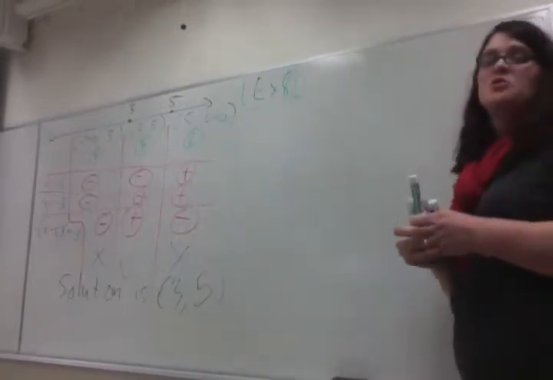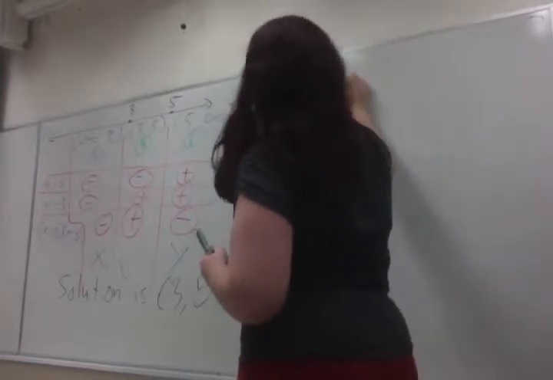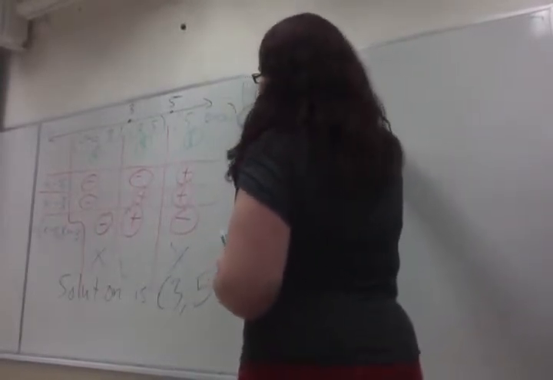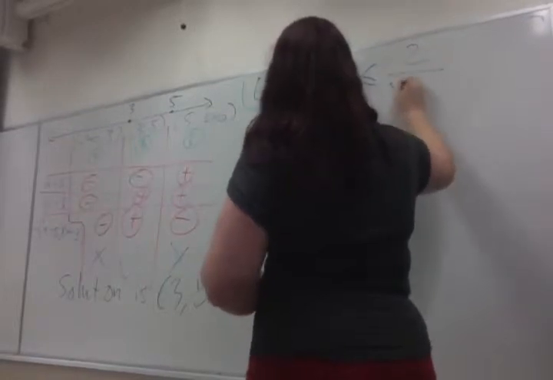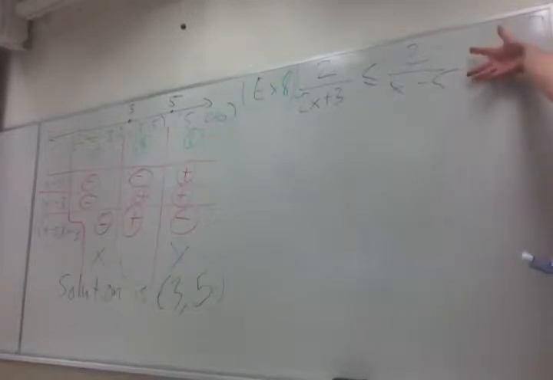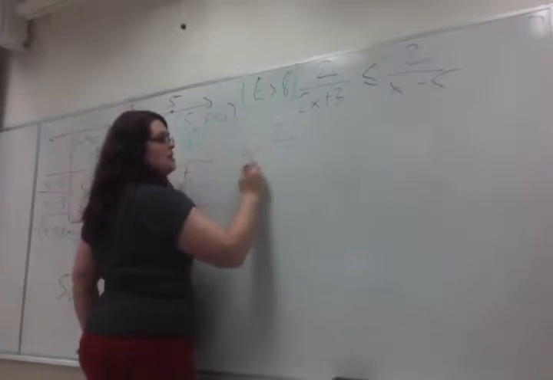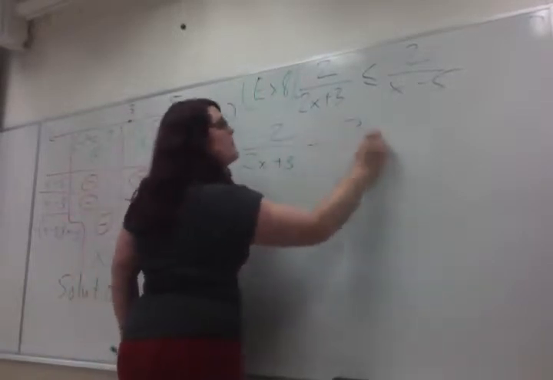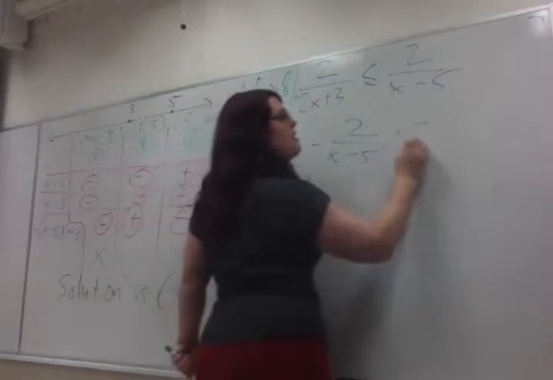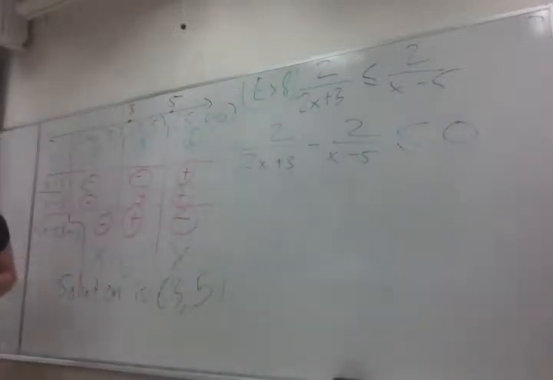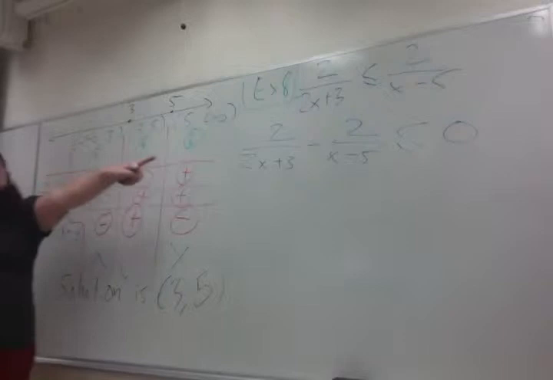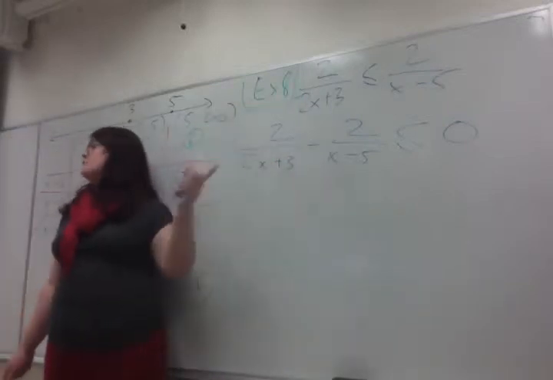So now this example is one where the algebra is going to be a little bit more difficult. Here we have 2 over 2x plus 3 is less than or equal to 2 over x minus 5. Now, in order to compare it to 0, I'm going to have to subtract 2 over x minus 5 from both sides. So I have 2 over 2x plus 3 minus 2 over x minus 5 is less than or equal to 0.